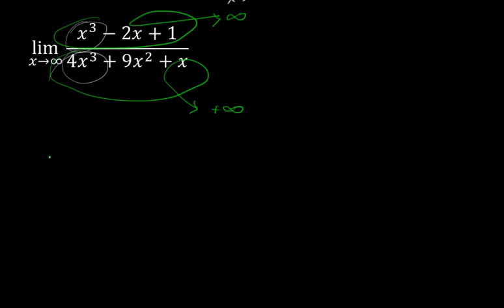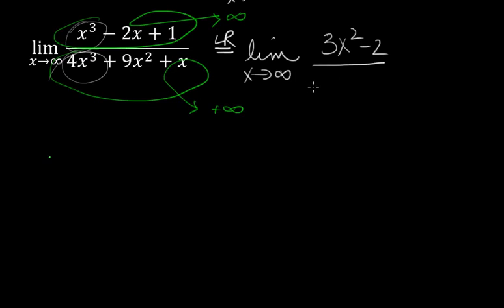So I could use L'Hopital's rule. Now, I know a lot of you already know that the limit is 1/4, but just see how you can use L'Hopital's rule in getting this. So using L'Hopital's rule, I would take the limit as x approaches infinity of 3x squared minus 2 over 12x squared plus 18x plus 1.